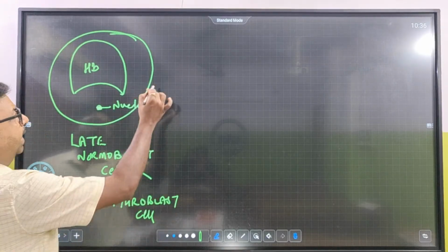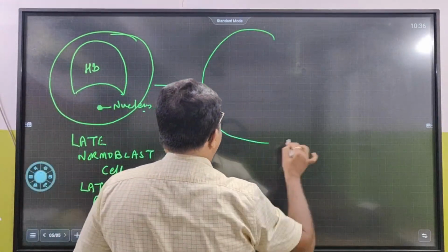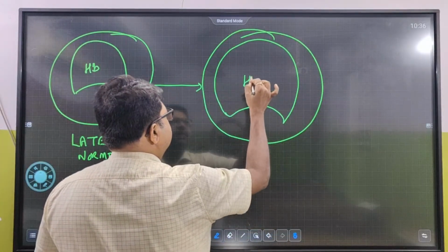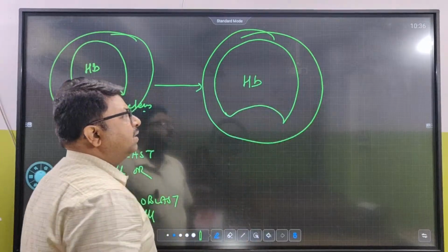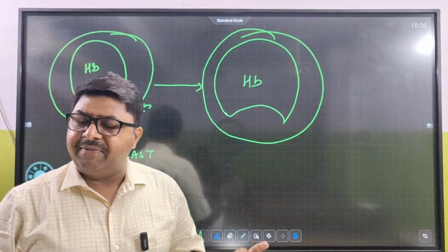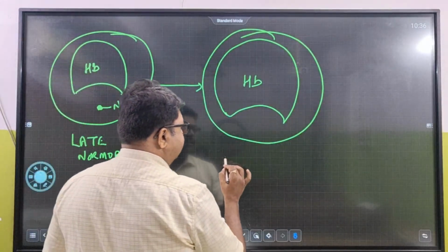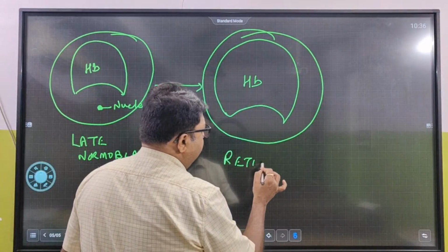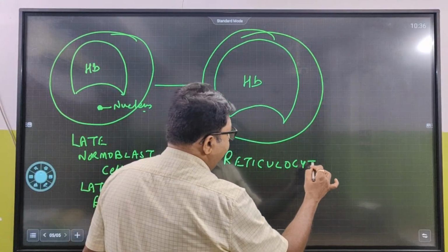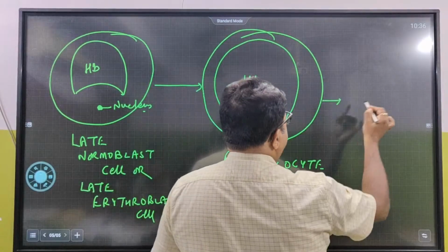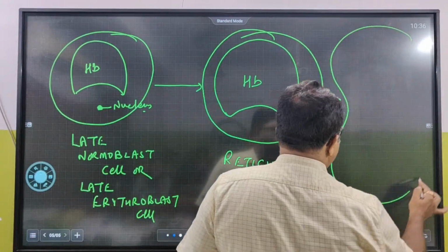Okay, and then the cell size further increases, the nucleus completely disappears, and the whole cell is not having a nucleus, it's completely covered with hemoglobin. And this cell is now called the reticulocyte cell.